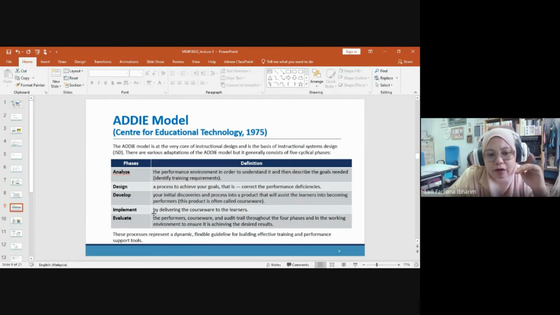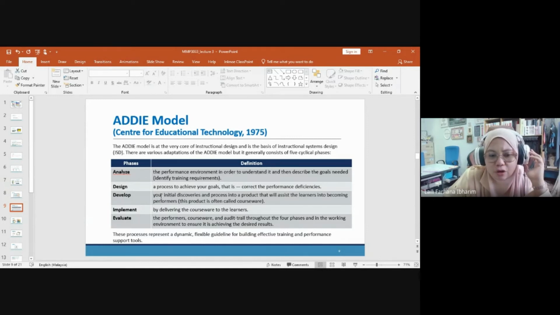And then after you get the real design, maybe in terms of storyboard, flow chart and so on, you will develop your courseware. So your initial discoveries and process turn into a product that will assist the learners in becoming performant. Here you will develop using the authoring tools, the software, and so on.